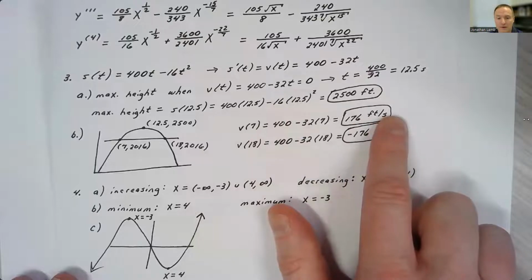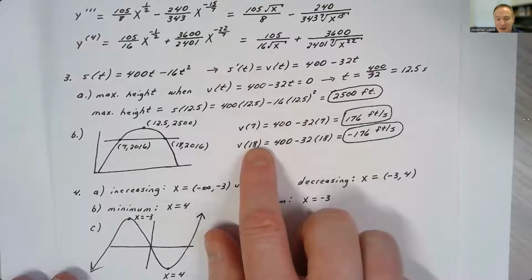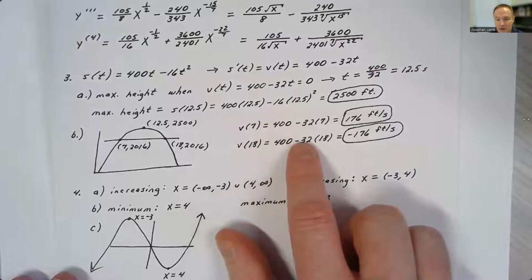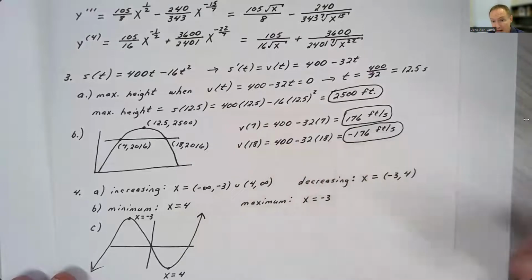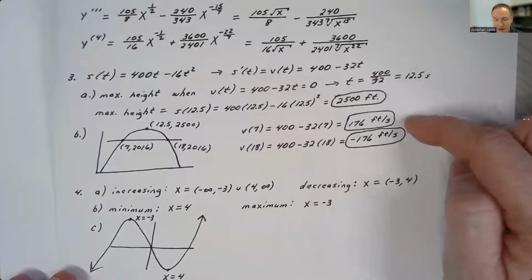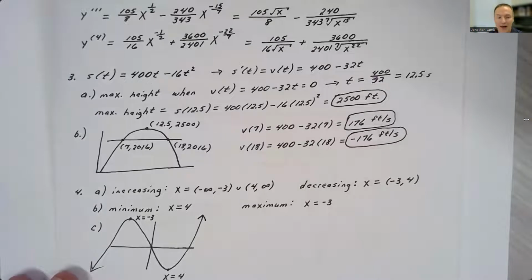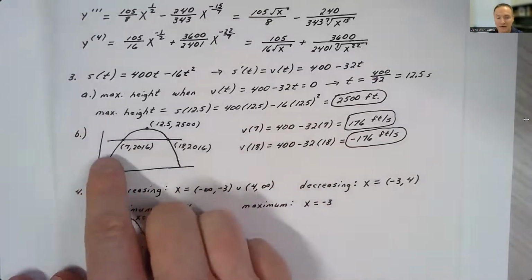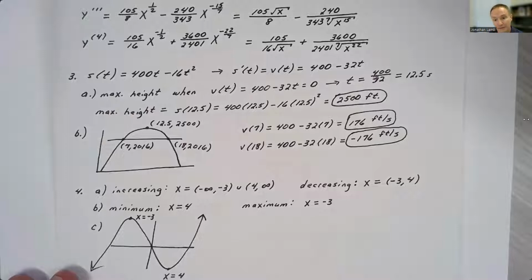Please do put units. If you plug 18 into your velocity function, 400 minus 32 times 18, you're going to get a negative 176 feet per second. Exactly what we should expect, and that's confirmation that the problem is done correct. At any height, the velocity is going to be the same on the way up as it is on the way down.